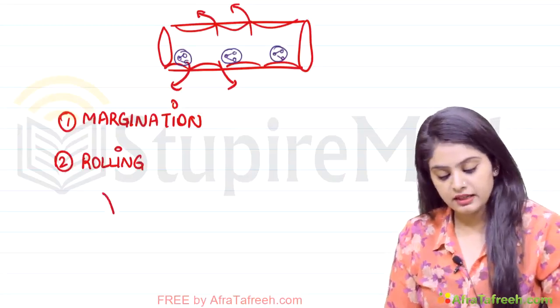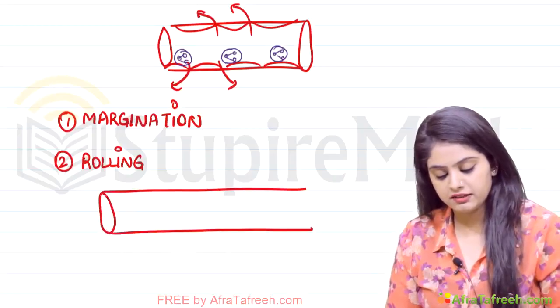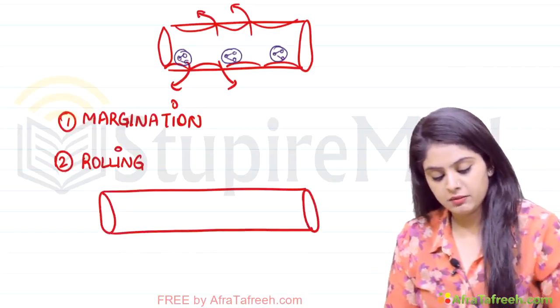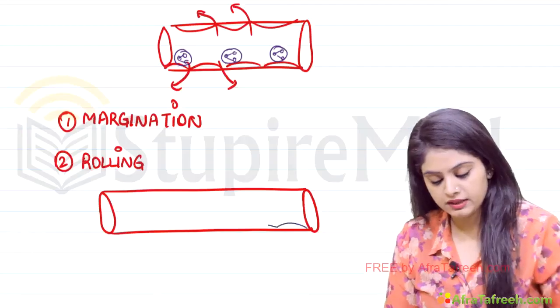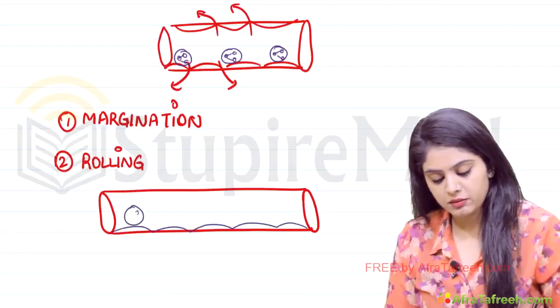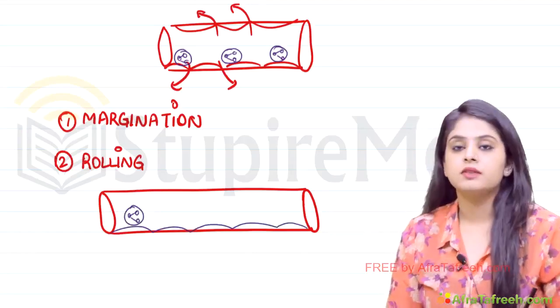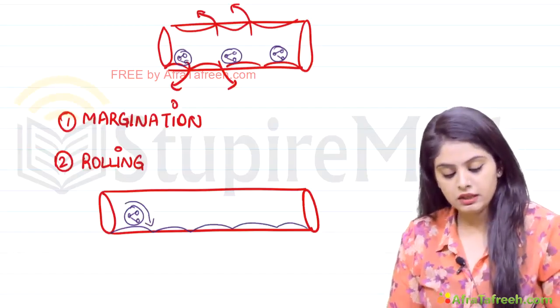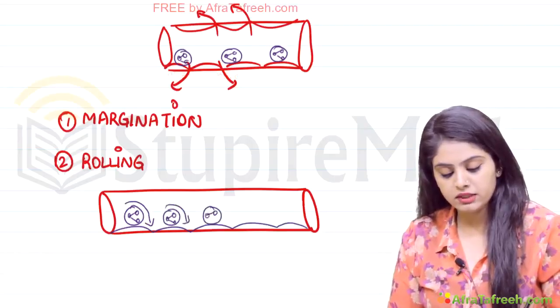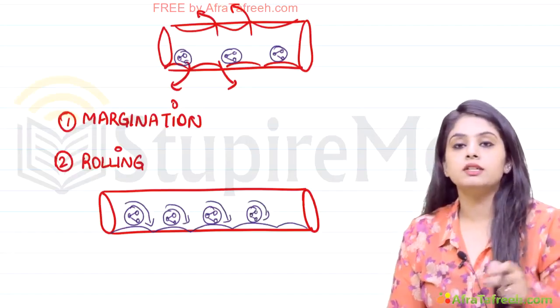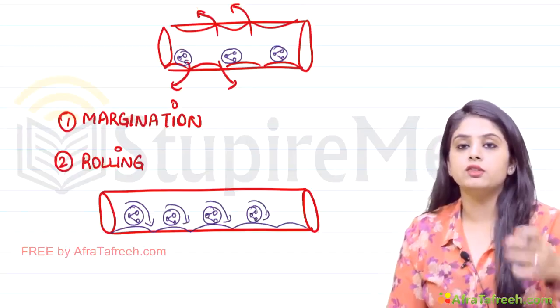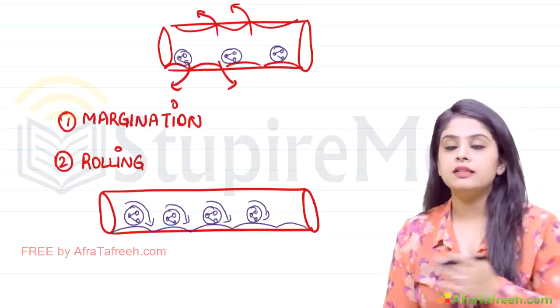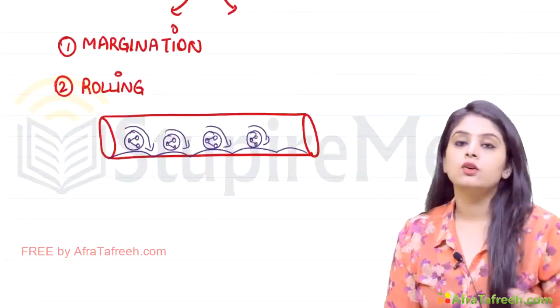Again, if we have the blood vessel and the cells that have come to the margin, these are the endothelial cells, and the cells have come to the margin to the endothelial cell. What is going to happen over here? This cell is going to roll. It will roll, come to the next endothelial cell. Over here it will roll again, then come to the next endothelial cell, so on and so forth. So this is rolling over the endothelial cells. The WBC or the leukocyte is rolling over the endothelial cell. So this is known as rolling.